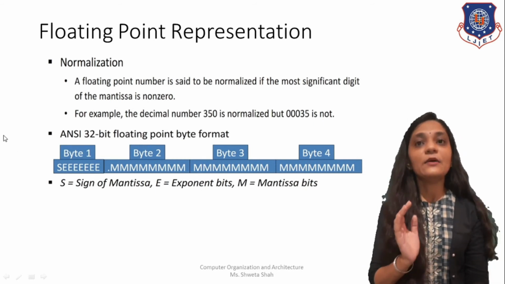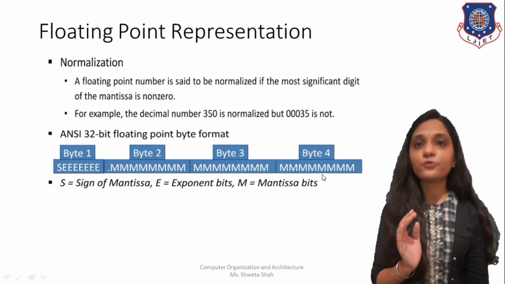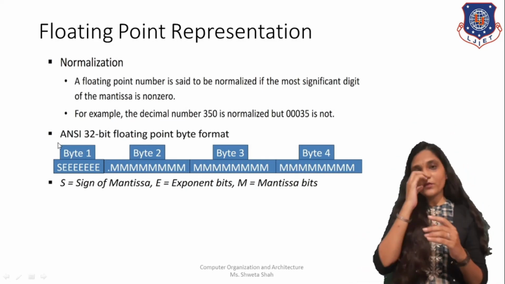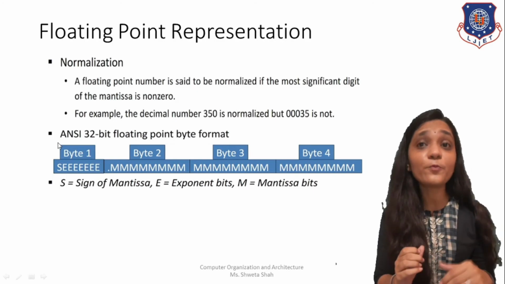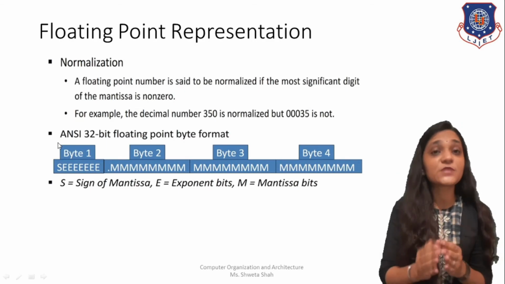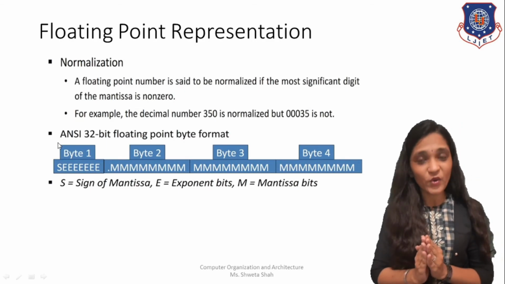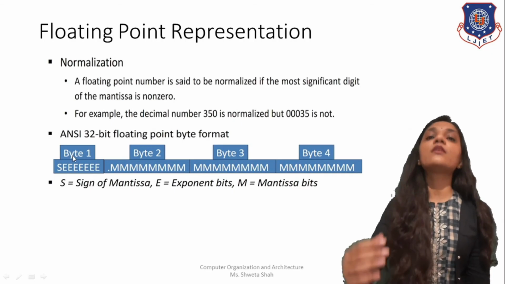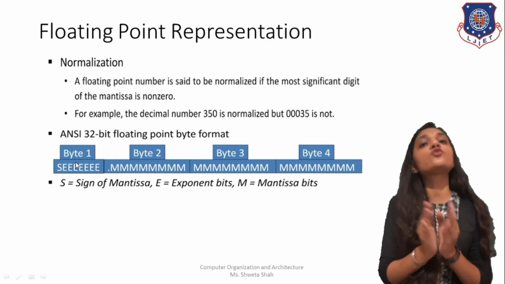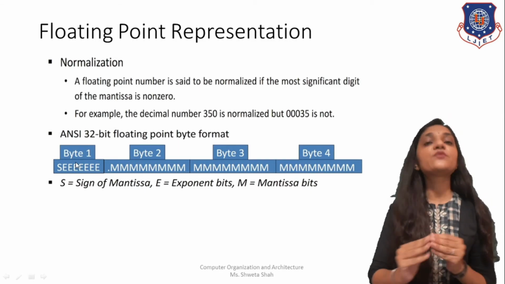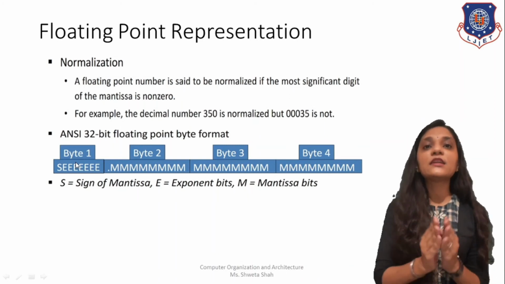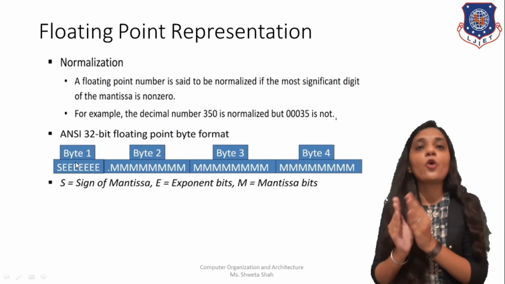Here the mantissa is in the second, third and fourth bytes, but the sign is given in the first byte. But you will have a question: there is also a possibility that your exponent is negative. That is also possible. So if your exponent is negative, you have to represent it in this 7 bits in terms of 2's complement. That means whenever your exponent is negative, you will represent it in 7-bit 2's complement representation.